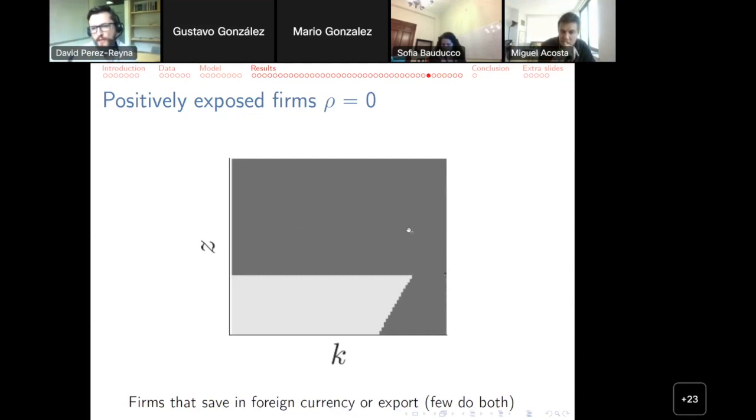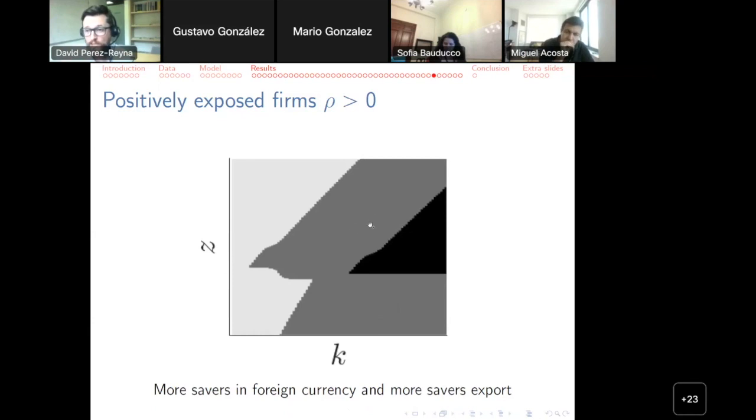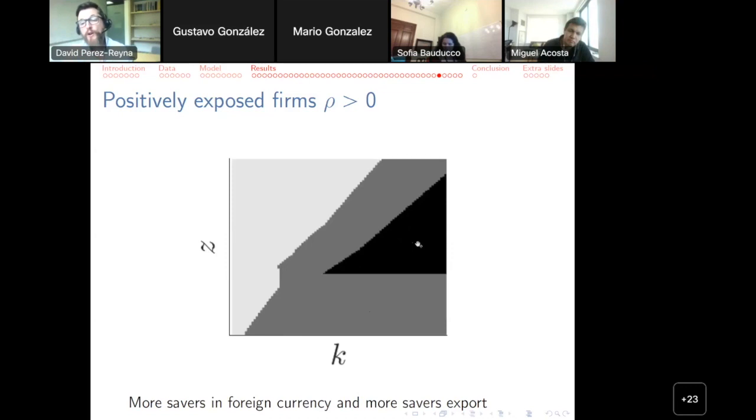Firms that are positively exposed will be firms that are either exporting and tapping the domestic credit market, or firms that are saving abroad. And in this benchmark case, we're going to see like two or three firms that are doing both. They're saving abroad and exporting. As ROE increases, we're going to find some firms that are exporting, but they're also borrowing domestically, so they're not positively exposed. We're going to see more firms that are borrowing abroad, and more firms that are doing both, exporting and borrowing abroad. And as ROE increases even more, we're going to find more of these latter firms, doing both exporting and borrowing abroad. So we're going to be much better off under a devaluation.